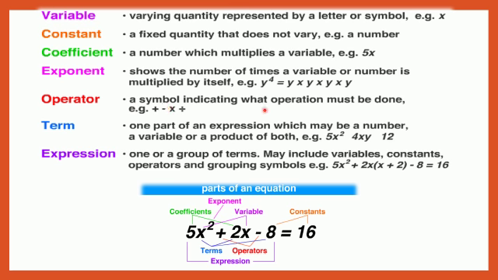Operator, a symbol indicating what operation must be done. Here plus and minus are the two operators. Term, one part of an expression which may be a number, a variable or a product of both. Here 5x squared is one term, 2x is another term, minus 8 is the third term. Expression, one or a group of terms, may include variables, constants, operators and grouping symbols. 5x squared plus 2x minus 8 is an expression.